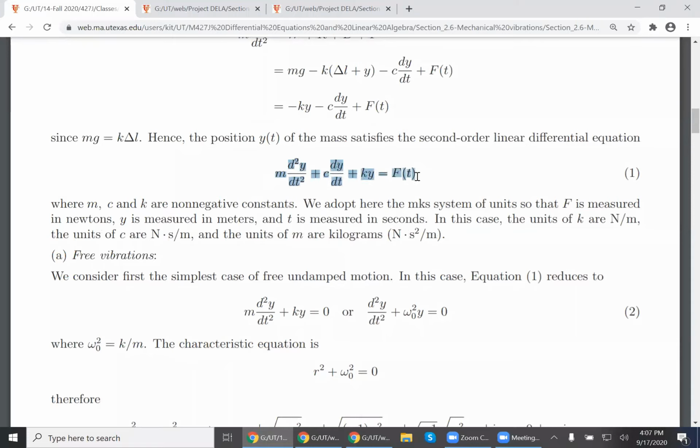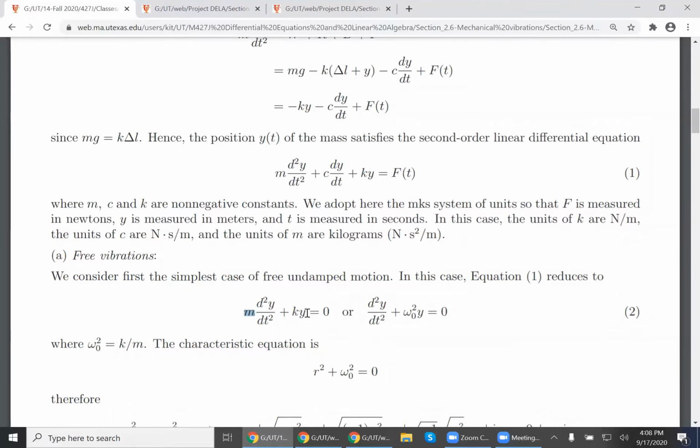Before we discuss the general case, let us consider some particular cases of this equation. The simplest case is the following: free undamped motion. Free means f of t is equal to 0. Undamped means c is equal to 0. If this is equal to 0 and this is equal to 0, the whole thing becomes this. And now, if we divide both sides by m, m disappears from here.